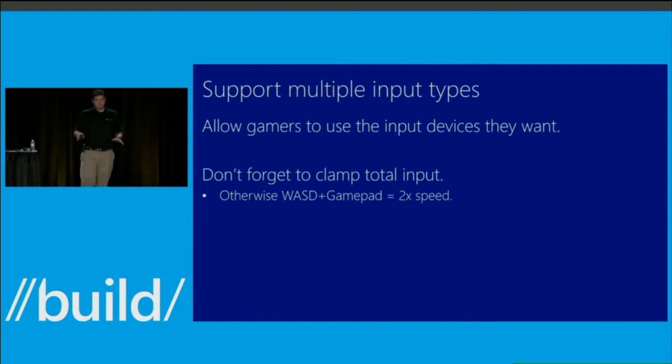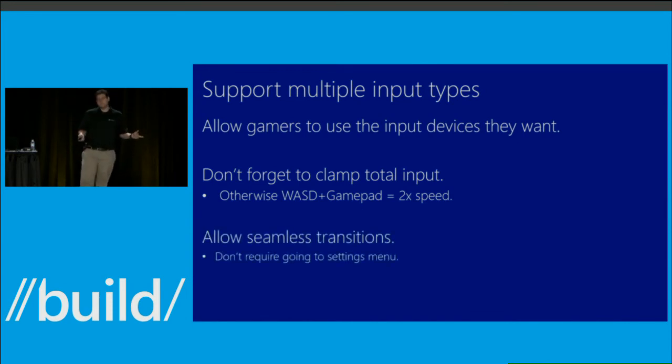Personally, I prefer to use mouse and keyboard when controlling infantry, but if I happen to jet, I want to be able to pick up my Xbox controller and control my jet with the controller. And a lot of gamers want a similar experience. So one thing this means is that you want to allow a seamless transition between your input types. Don't require users to go out to a settings menu to change what input type they're using. It's a good idea to allow them to just seamlessly move between them.